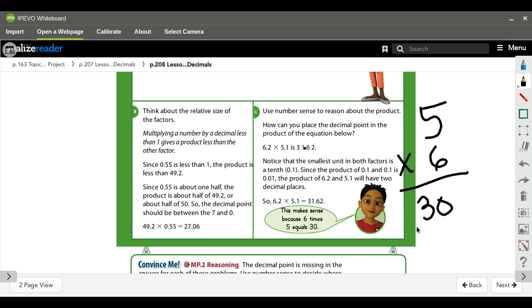It's a reasonable answer. Right here, this little bubble is important. This makes sense because 6 times 5 is equal to 30. So my answer needs to be near 30. So 31 and 62 hundredths is going to be the best answer for those two factors.